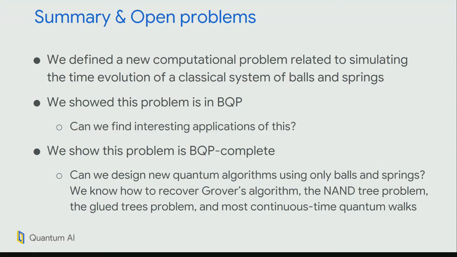But it'd be cool to come up with a new quantum algorithm by reasoning about classical systems, because there are a lot of people who have more intuition about classical systems than they do about quantum systems and quantum algorithms. And so maybe somebody from that background comes and develops a new quantum algorithm using this connection. That would be very cool. Yeah, these are some open questions, and that's all I wanted to say. Thanks everyone for staying.